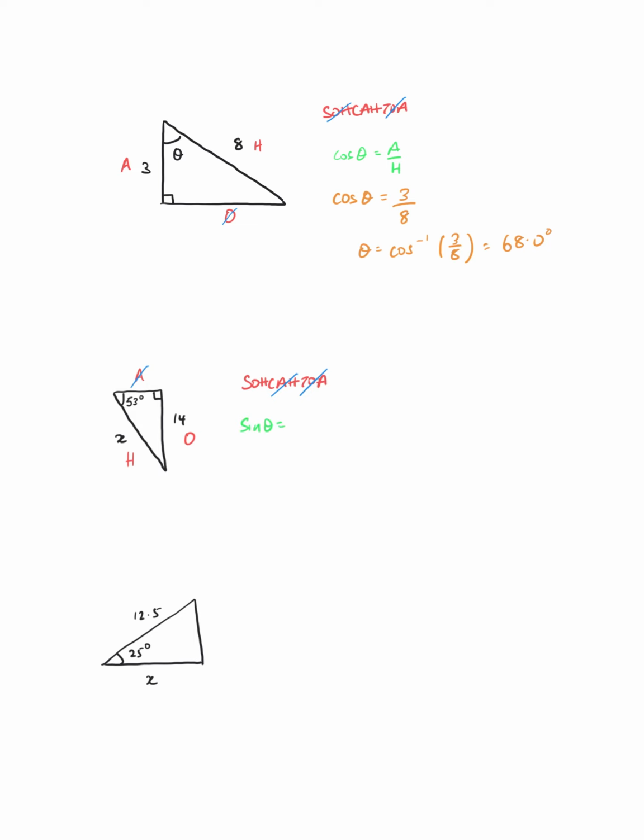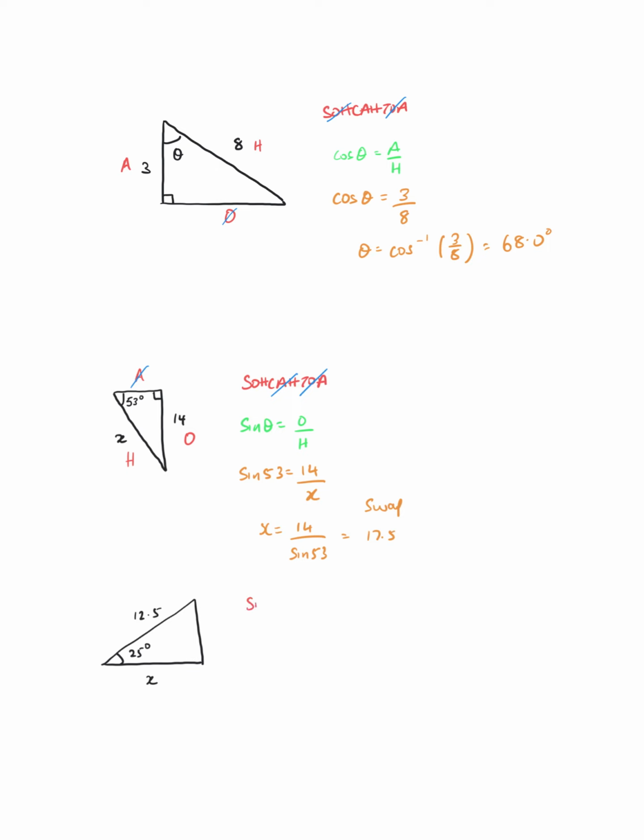So this time I'm using sin, which is O over H. Let's substitute in what we know. So sin 53 is 14 over x, and this time we have x on the bottom, so we swap. X is equal to 14 over sin 53, which is 17.5 to 3 significant figures.